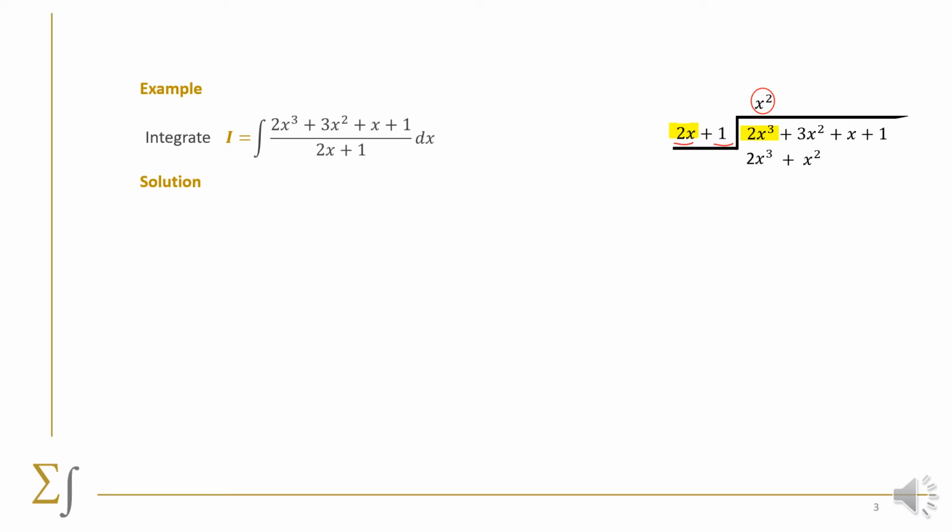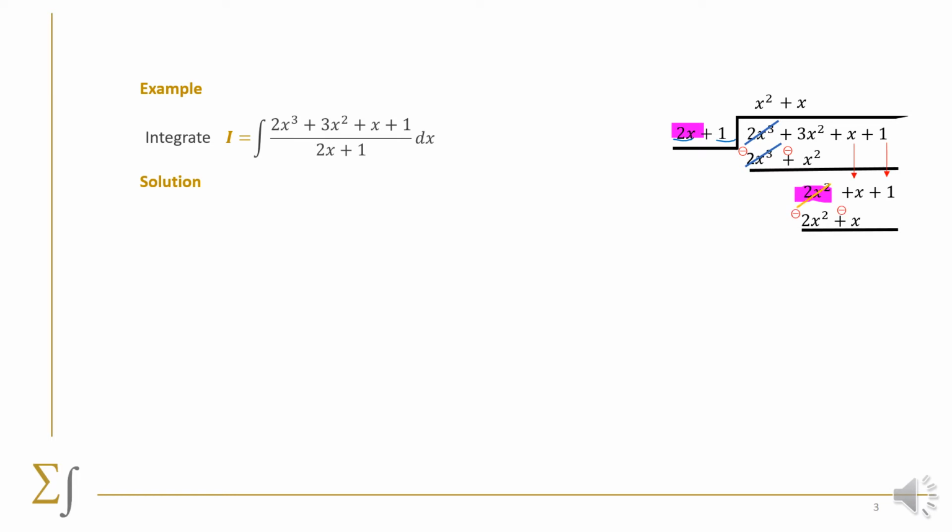Then we subtract what we wrote right now, so we change the sign to be minus. Now we see that 2x cubed and minus 2x cubed add up to 0. Here we have 3x squared minus x squared. This is 2x squared. And then comes down the x and the 1. Next, we take the 2x squared divided by 2x, so we get x. And then we take this x multiplied by the 2x so that we get 2x squared, and multiplied by the 1 so that we get x.